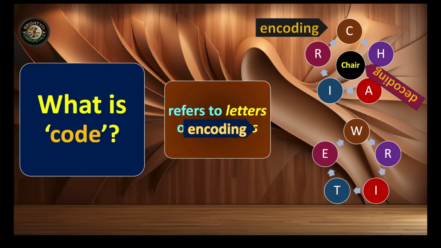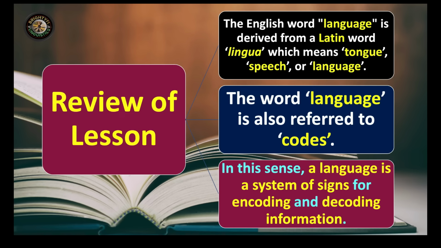Now we continue our discussion. Review of the lesson, what we have done and discussed so far. The English word language is derived from a Latin word lingua, which means tongue, speech, or language. This is the first point we talked about. The word language is also referred to as codes. And now we have the third point. In this sense, a language is a system of signs for encoding and decoding information.